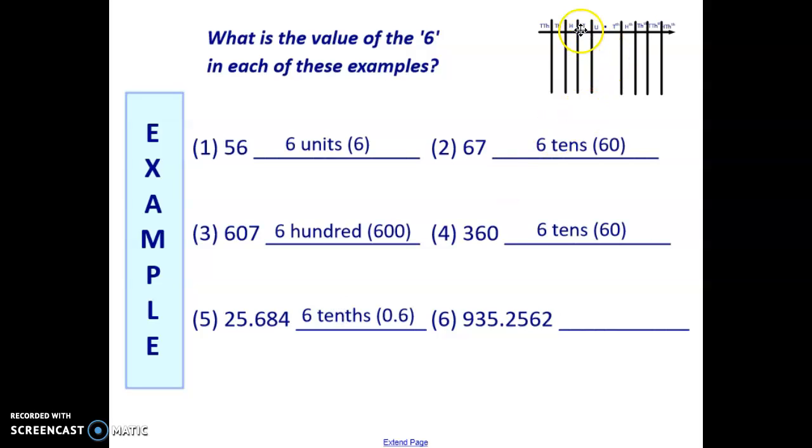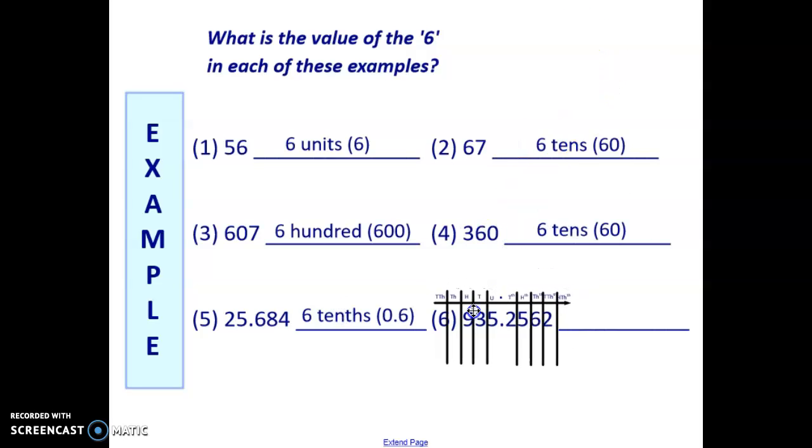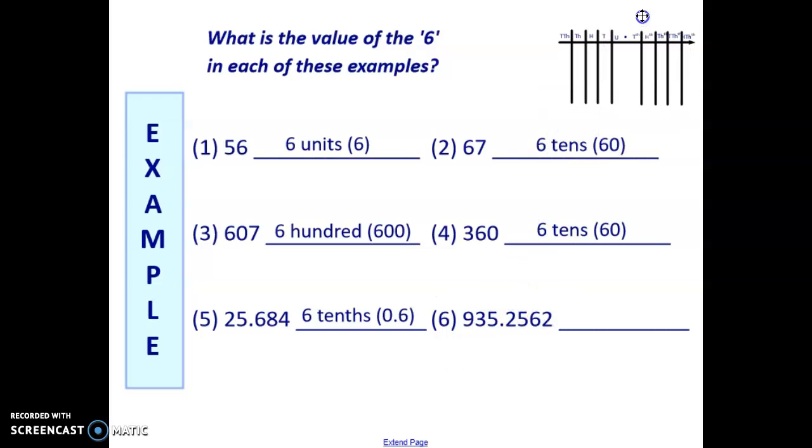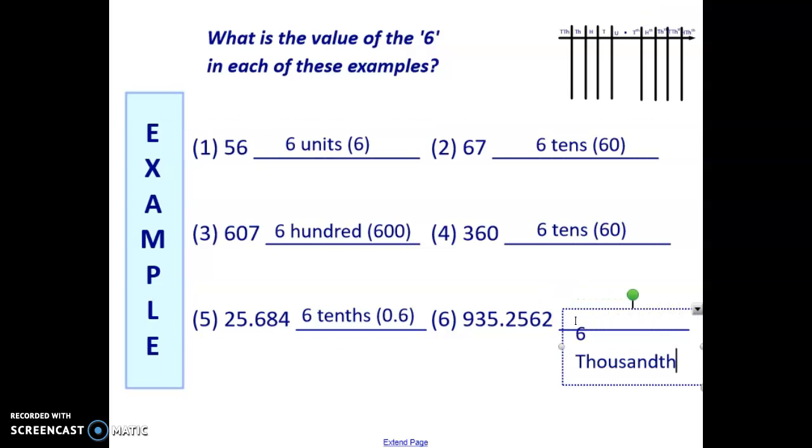And my last example over here, again, if I line up the decimal point, that's the important one, I can see that my 6 on the right hand side is under the TTH column, which is 10 thousandths. No, it's not, it's thousandths. Sorry, that would be TTH. It's in the thousandths column. It's hard to say. So this would be 6 thousandths, or 0.006.